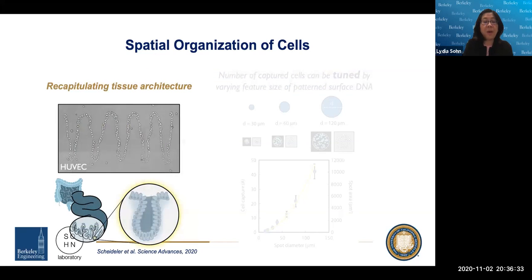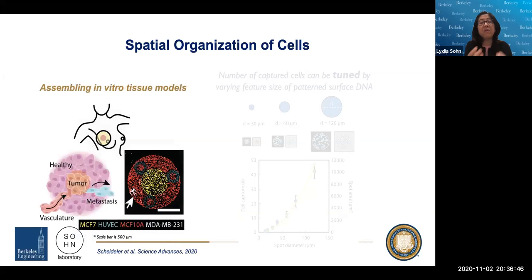This is where we've patterned HUVEC cells, and essentially we were trying to recapitulate the tissue architecture found in the intestine. And then this is a case where we used our high throughput DNA directed patterning to assemble in vitro tissue models.